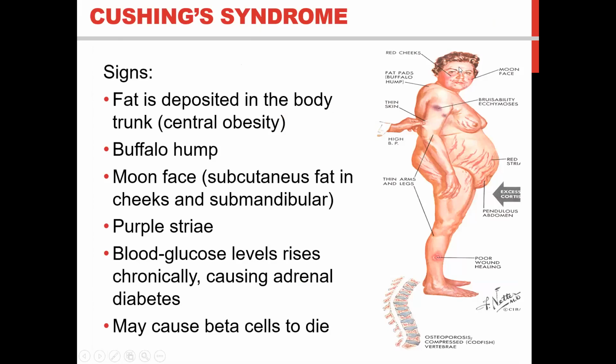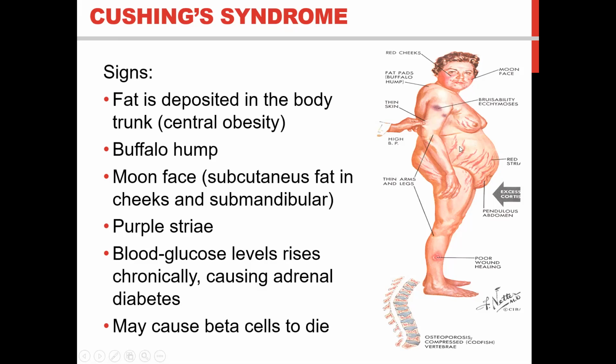So this is a classic picture of your patient with Cushing syndrome. There would be truncal obesity, or central obesity, in which there would be fat deposits in the body. There's also a buffalo hump. There's a moon face, the deposition of subcutaneous fat in the cheeks and the submandibular area. Notice that this is common in patients with prednisone use. In patients with prednisone use, they can have moon facies, meaning moon face.